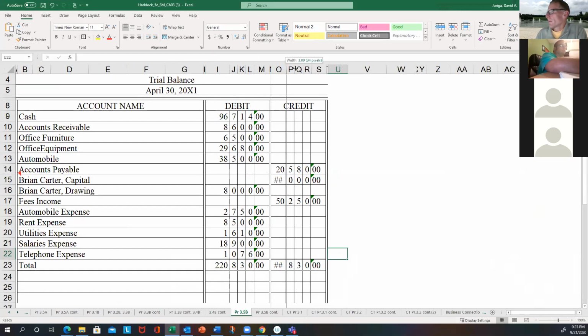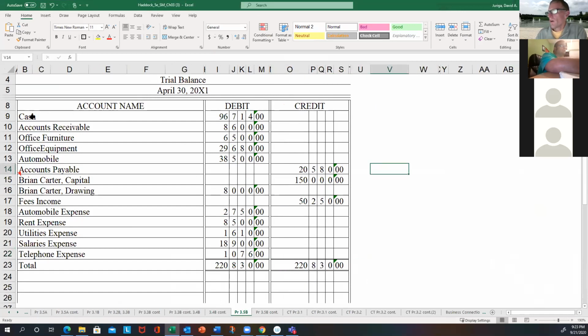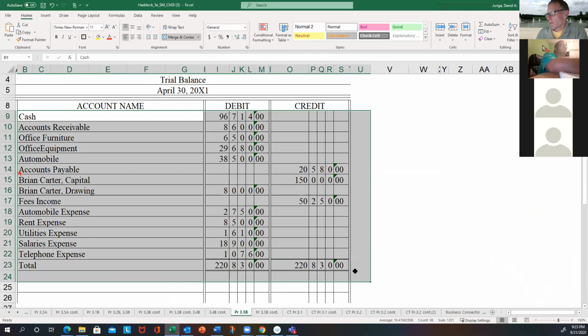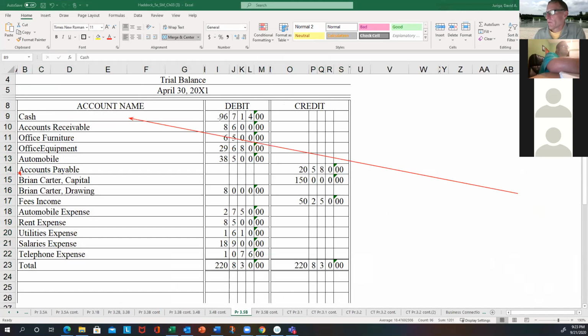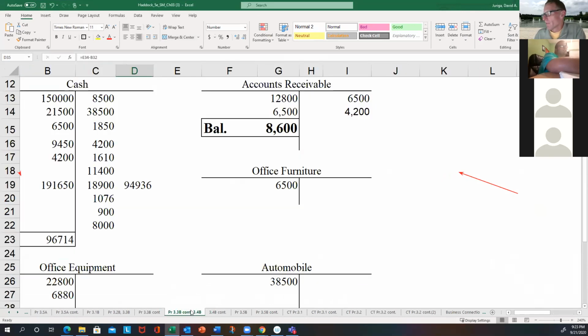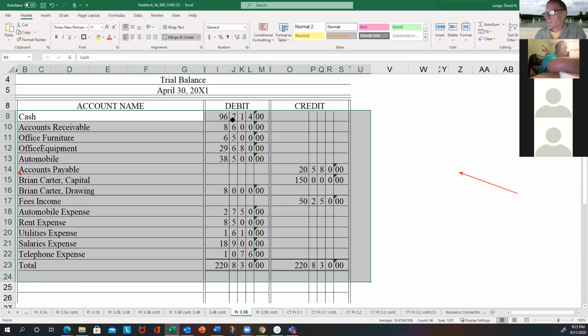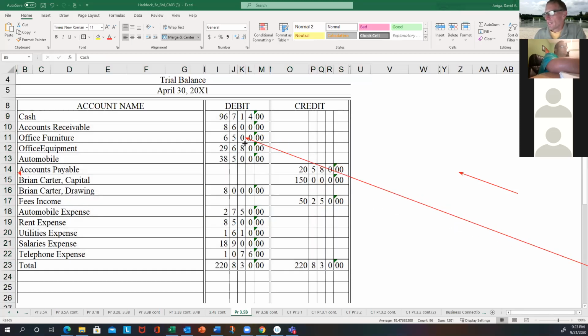This is the trial balance. All these numbers right here, all they did was go to the cash T account. Let's make sure we got that same number. If not, we screwed something up. I messed something up, let's go back. See this 96714? Yep. All they did was plug that into a debit column on your trial balance. In fact, notice they just went to each T account and pulled the balance that's given. All these are the balances we just came up with.